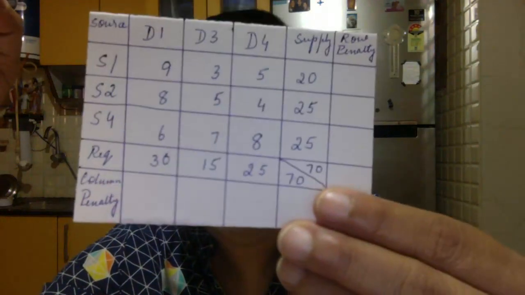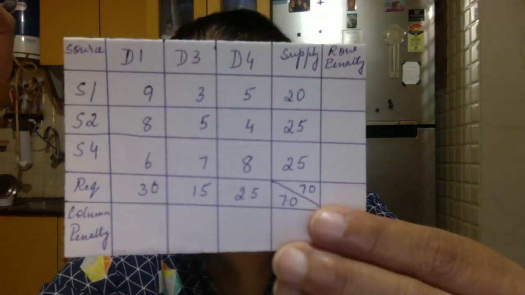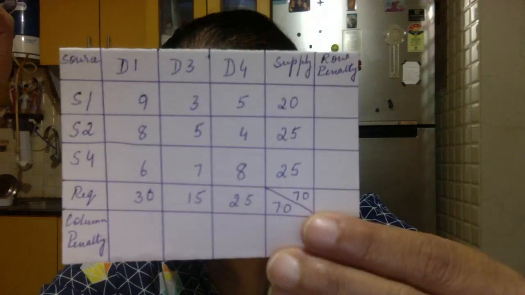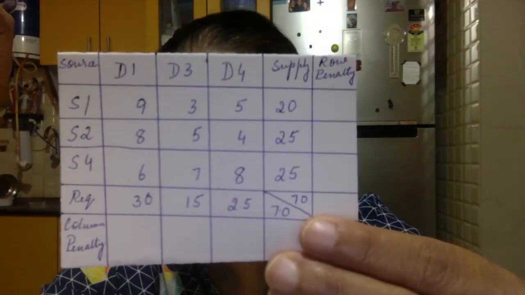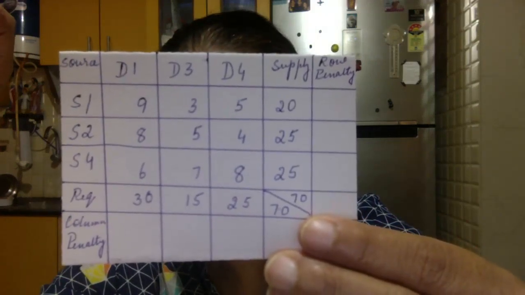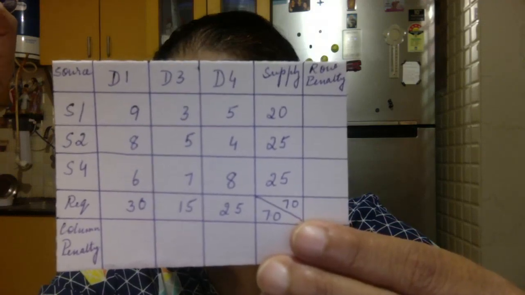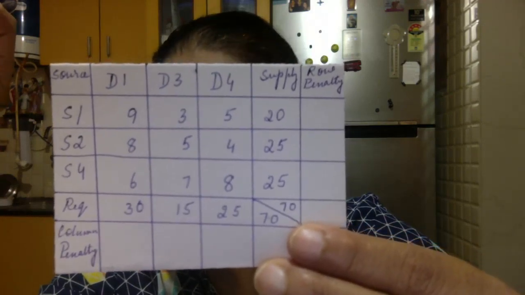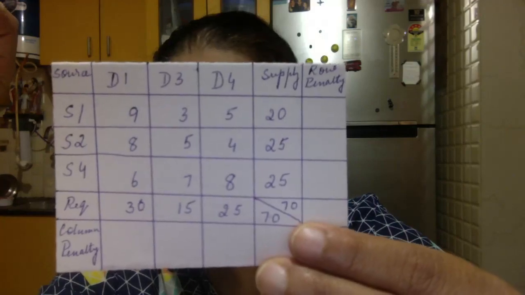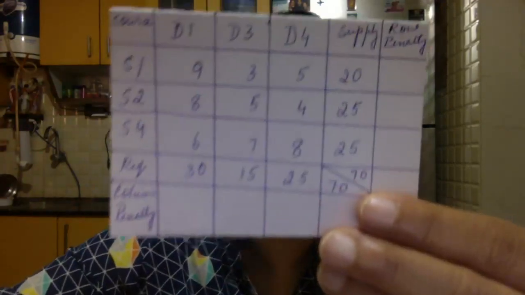Now, I will start with the row penalty. Ready? New row penalties. I'll just check whether I've written properly. Okay, I was just checking whether I've written properly. It seems to be correct.